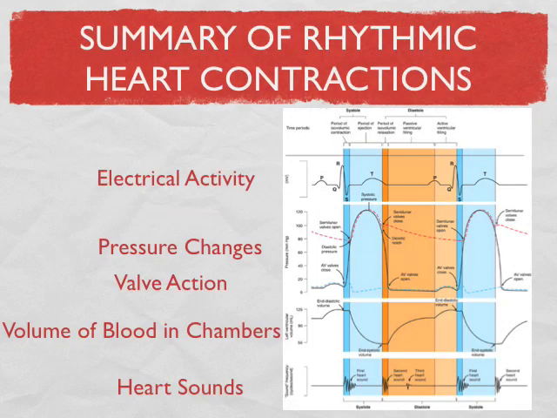There's a picture in your textbook that shows all the different activities that are related to the heart and its beating. You can see the upper part is the EKG tracing, which records electrical activity. Pressure changes are indicated in the second part of this diagram. So you can see where pressure in the atria gets great or pressure in the ventricles gets great as the contraction proceeds. You can compare that then to the valve action. The valve area shows when the valves are opening and when the valves are closing.